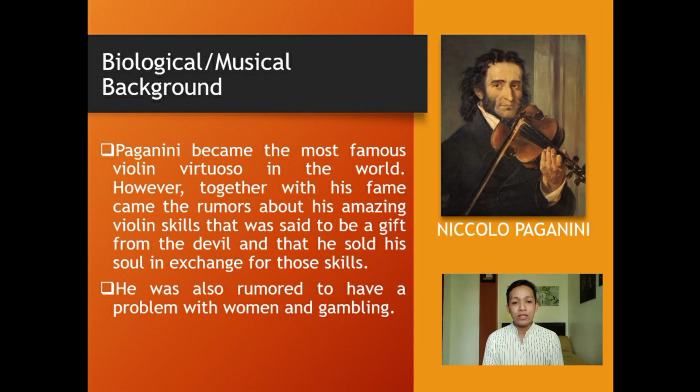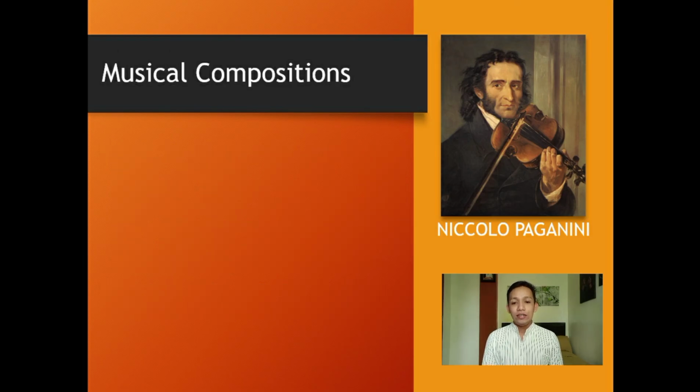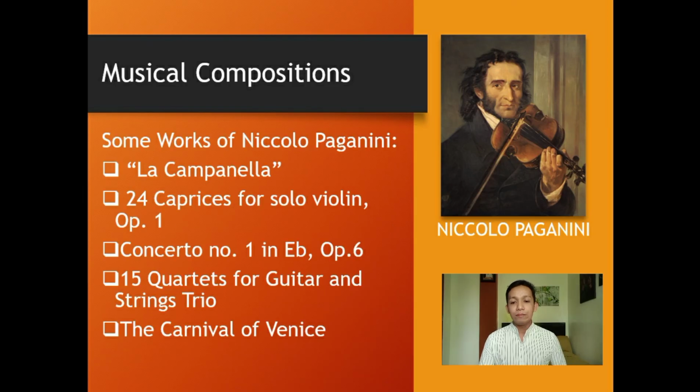Now let's proceed to his musical compositions. Some works of Nicolo Paganini were La Campanella, 24 Caprices for solo violin, Opus 1, Concerto No. 1 in B minor, Opus 6, 15 quartets for guitar and strings trio, and the Carnival of Venice.